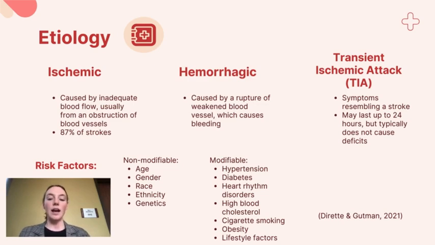Transient ischemic attack resembles a stroke, and it usually happens suddenly and can last up to 24 hours, but typically resolves with no deficits. And then risk factors for a stroke. Non-modifiable risk factors include age, gender, race, ethnicity, and genetics. And modifiable risk factors include hypertension, diabetes, heart rhythm disorders, high blood cholesterol, cigarette smoking, obesity, and lifestyle factors such as physical inactivity and a poor diet.